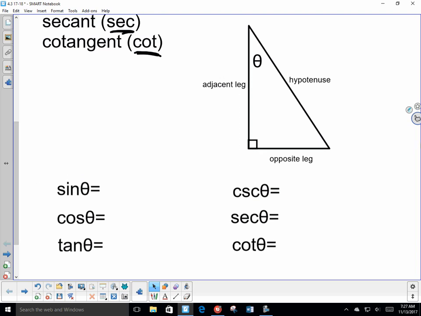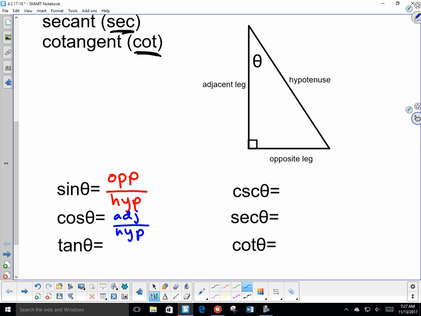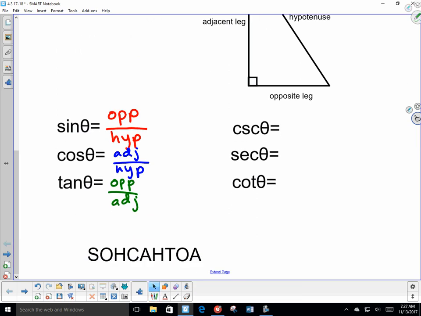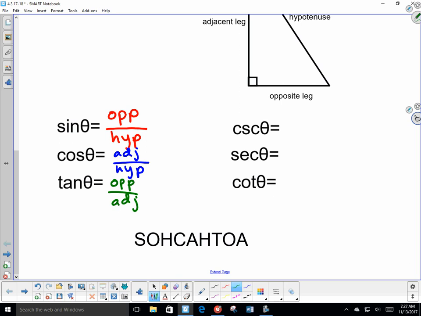The sine of theta is going to be the opposite leg divided by the hypotenuse. The cosine of our angle theta is going to be the adjacent leg divided by the hypotenuse. And the tangent is going to be the opposite leg divided by the adjacent leg. Those might be kind of hard to remember, but maybe not if you have this little mnemonic device, SOH, CAH, TOA.